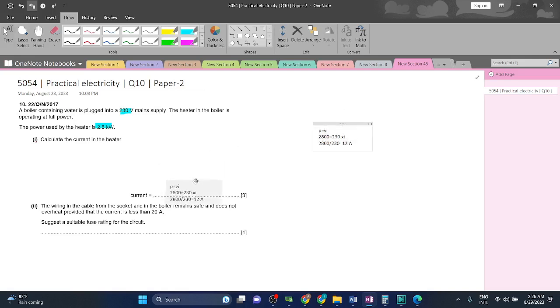Moving ahead. The wiring in the cable from the socket and the boiler remains safe and does not overheat, provided that the current is less than 12 amperes. Suggest a suitable fuse rating for the circuit. So it could be less than 20 amperes and more than 12 amperes.